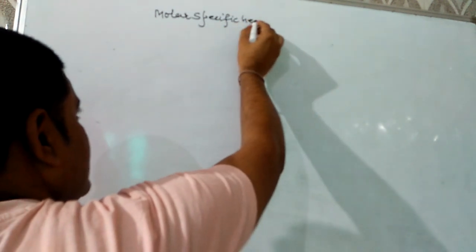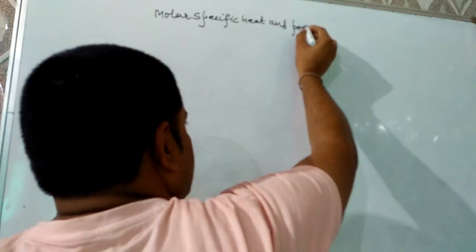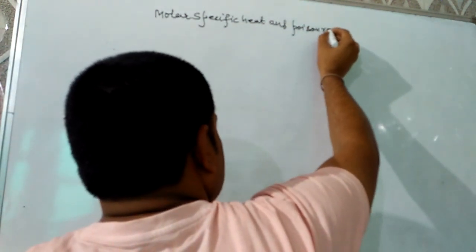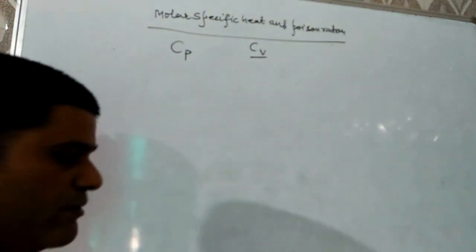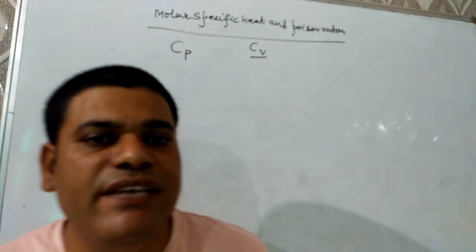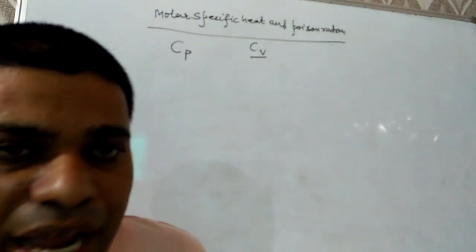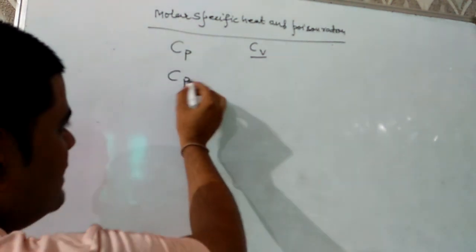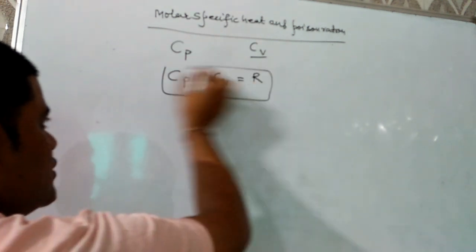The molar specific heat and Poisson's ratio. In the first chapter we have discussed it. Basically the specific heat can be of two types: specific heat at constant pressure and specific heat at constant volume. When we multiply it by the molecular mass, it becomes molar specific heat, and their relationship is that Cp minus Cv is equal to R.